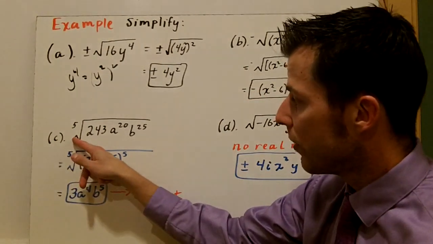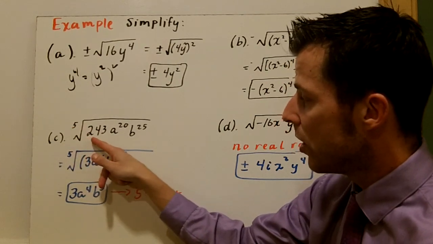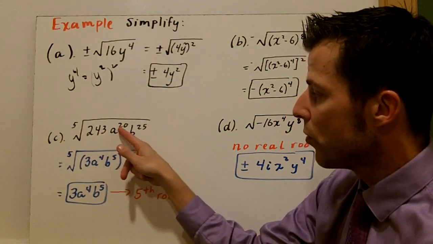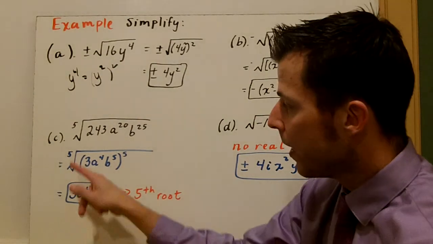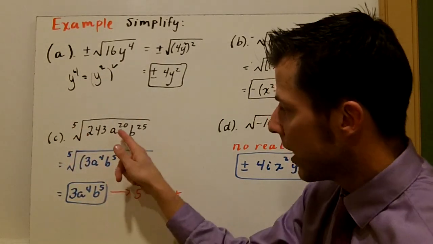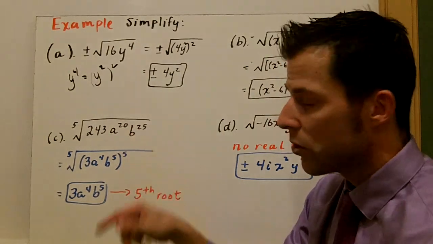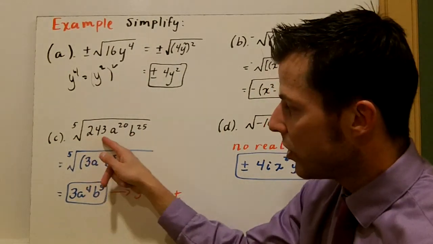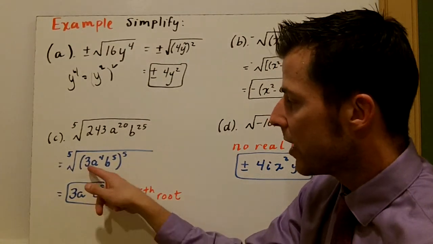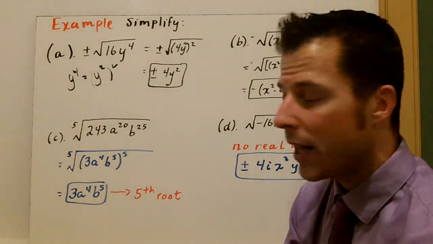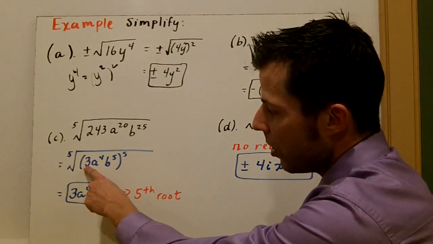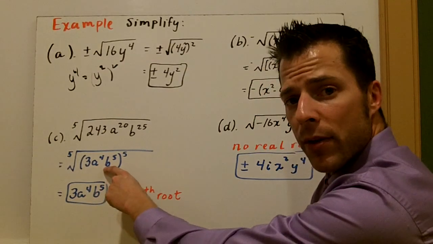Same thing in part C. The 5th root of 243, a to the 20th, b to the 25th. The index is 5. Look at 20. Look at 25. 20 is 5 times 4. 25 is 5 times 5. And 243 can be written as 3 to the 5th power. So I've rewritten all that here.